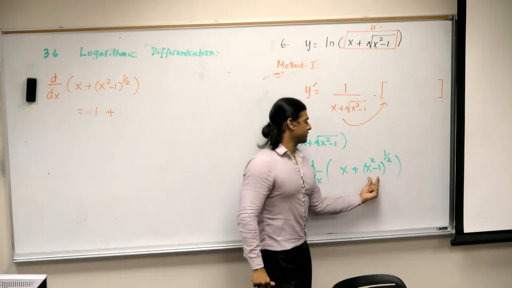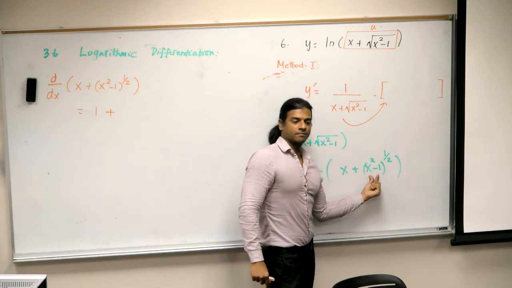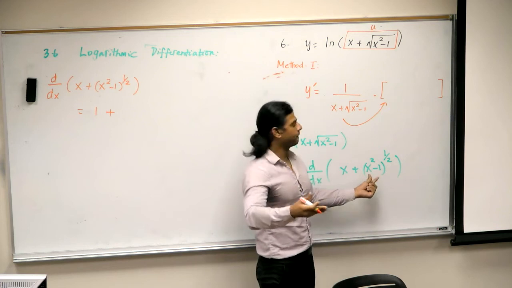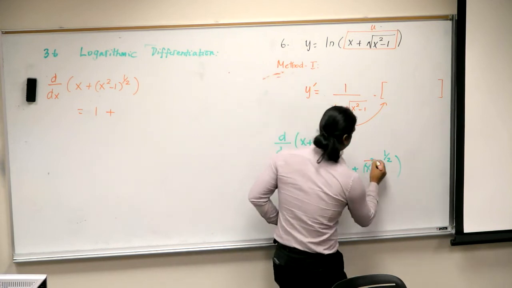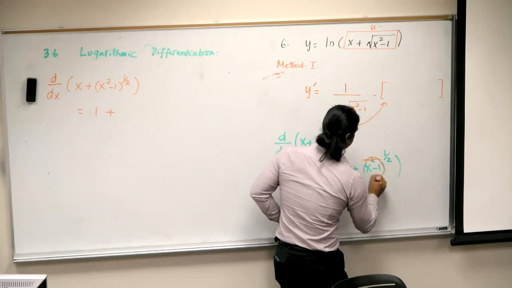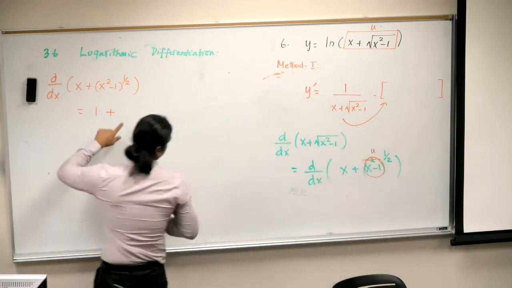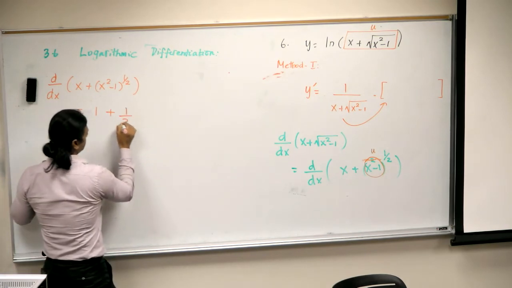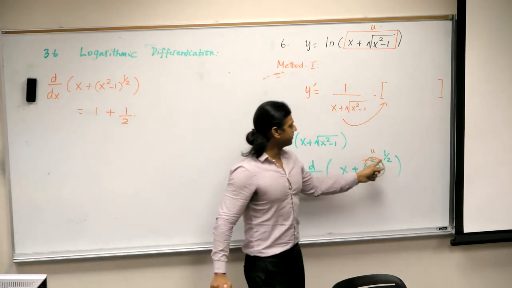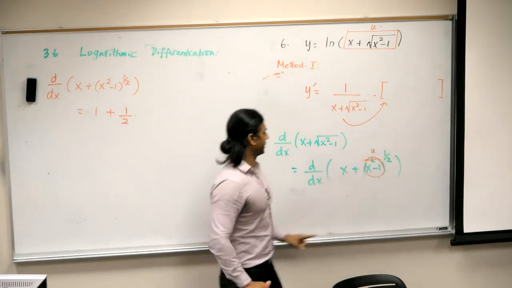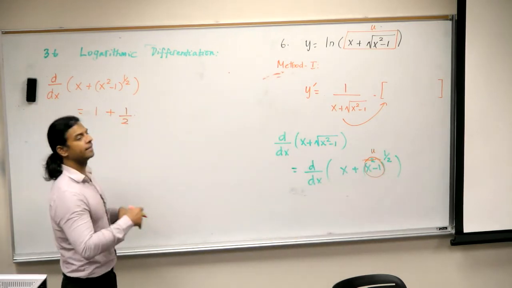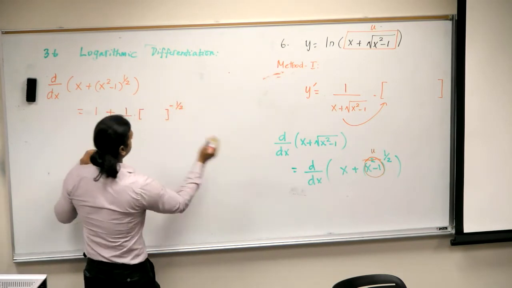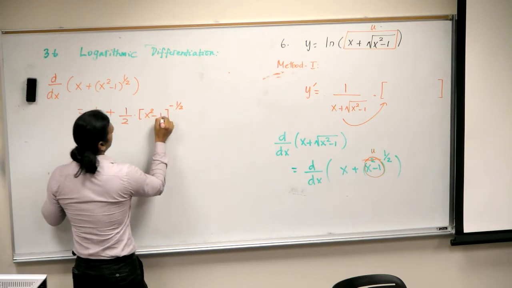So what would we use to find the derivative of (x squared minus 1) raised to the half? We have to use the chain rule again because it's not just x. So if you call that u, the derivative of that is 1 over 2 u raised to 1/2 minus 1. 1/2 minus 1 is negative half. And what is u? x squared minus 1.